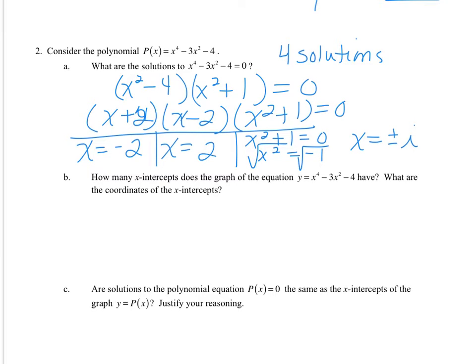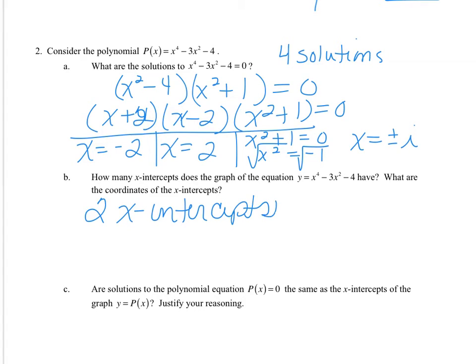All right, how many x-intercepts does the graph of the equation have? And what are the coordinates of those x-intercepts? So to find out where that equation crosses the x-axis, I actually have to put it into my calculator. So I need you to pause the video, plug it into your calculator, and take a look and see how many x-intercepts you have and what they are. And then come back and we'll compare. Okay, so you have it in your calculator, and hopefully you are seeing only 2 x-intercepts.